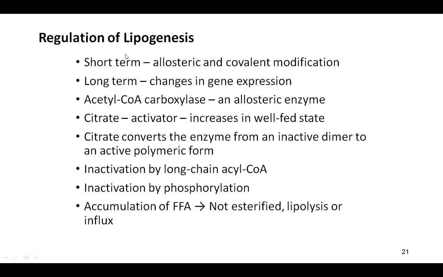Now regulation of lipogenesis by enzyme. You must be knowing how different types of enzyme regulation happen, right? So in short term regulation, allosteric and covalent modification happen. I told you the rate limiting enzyme and the most important enzyme of fatty acid biosynthesis is acetyl coenzyme A carboxylase. This is the allosteric enzyme. So allosteric modification of acetyl coenzyme A carboxylase can happen, or covalent modification can happen also, depending on whether this acetyl coenzyme A carboxylase is required or not. So when will it be required more? When fatty acid biosynthesis will be required more.